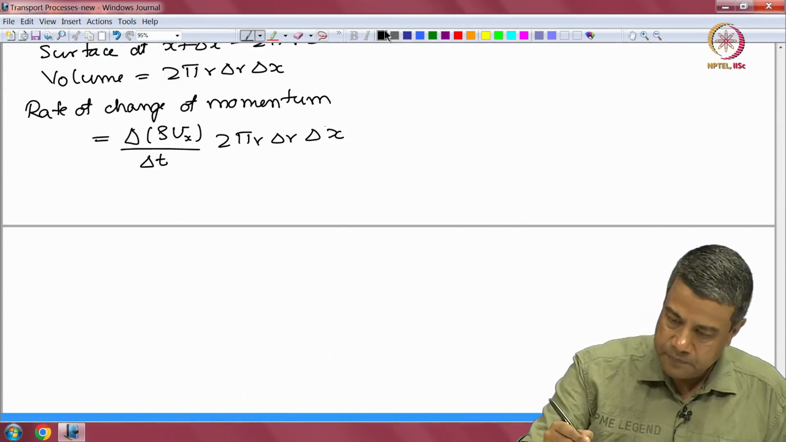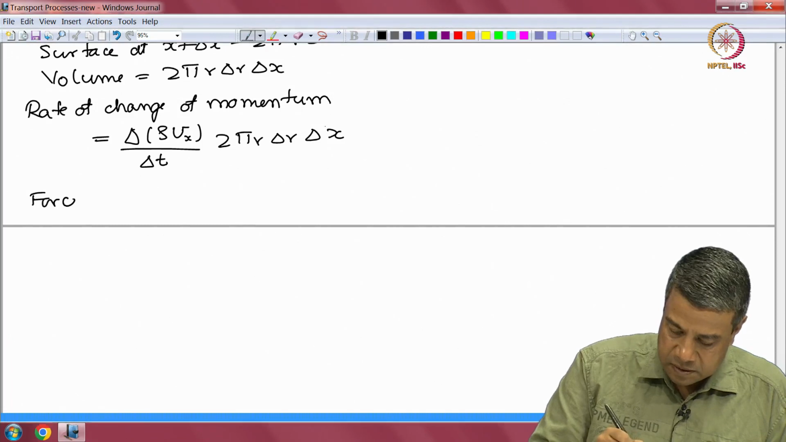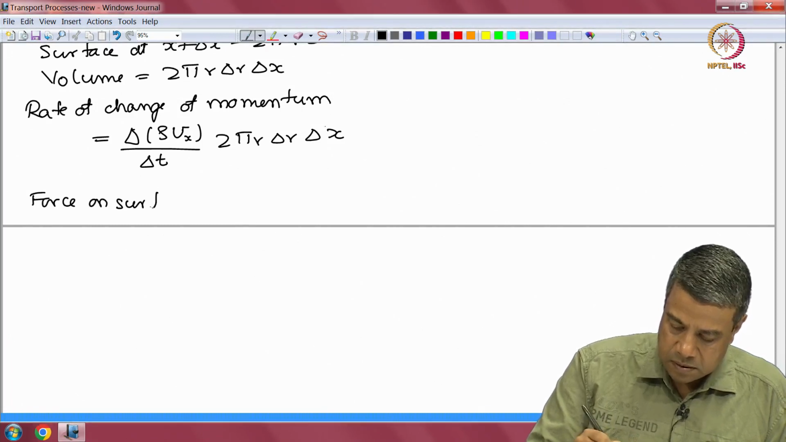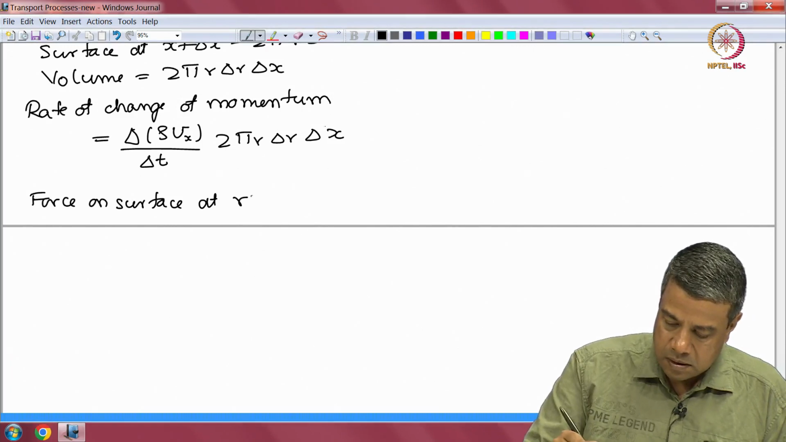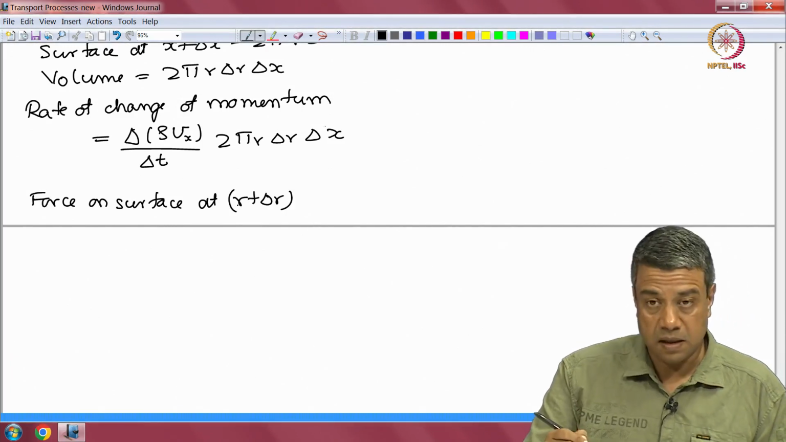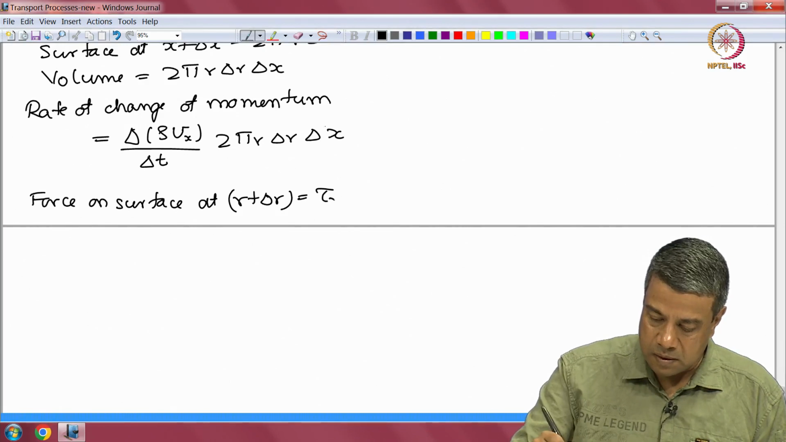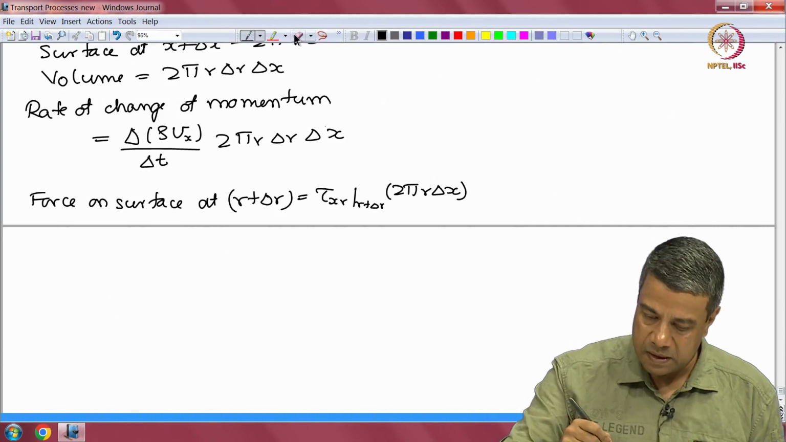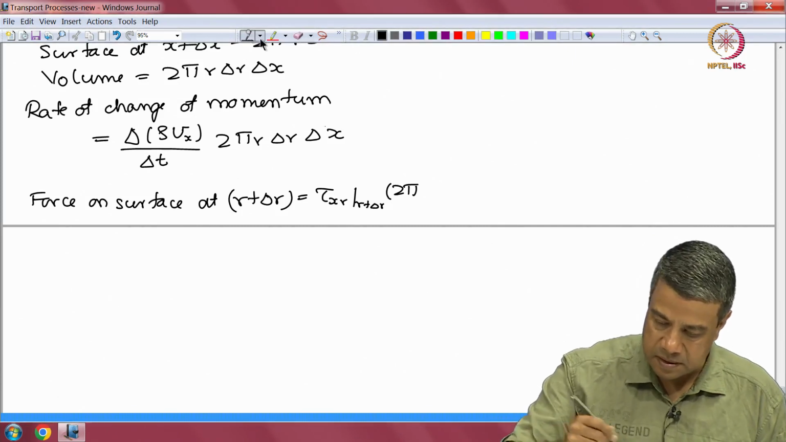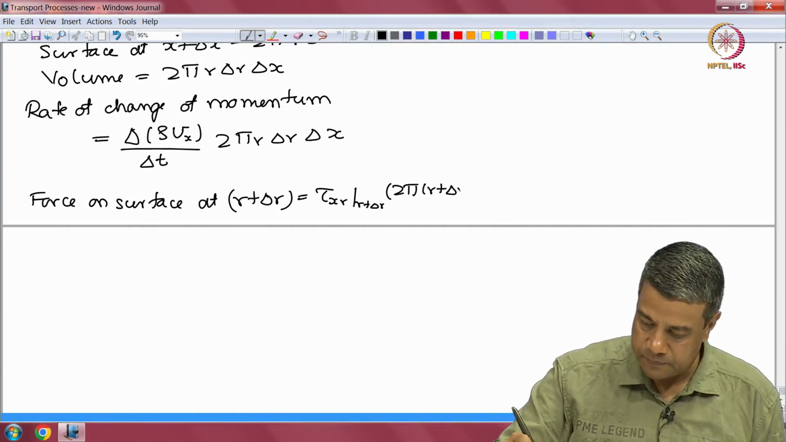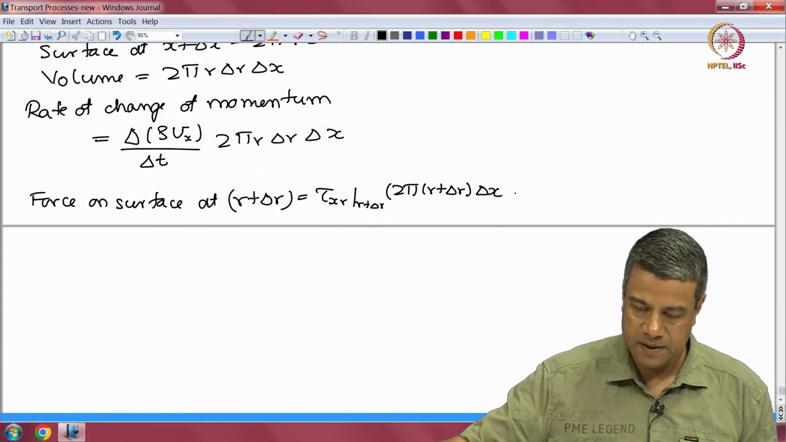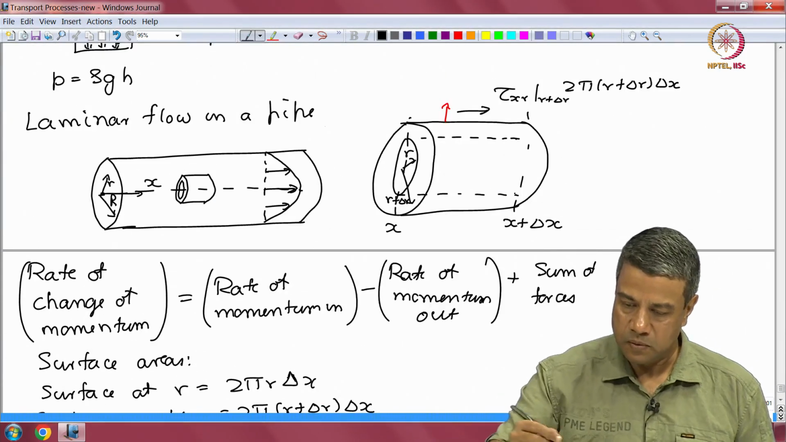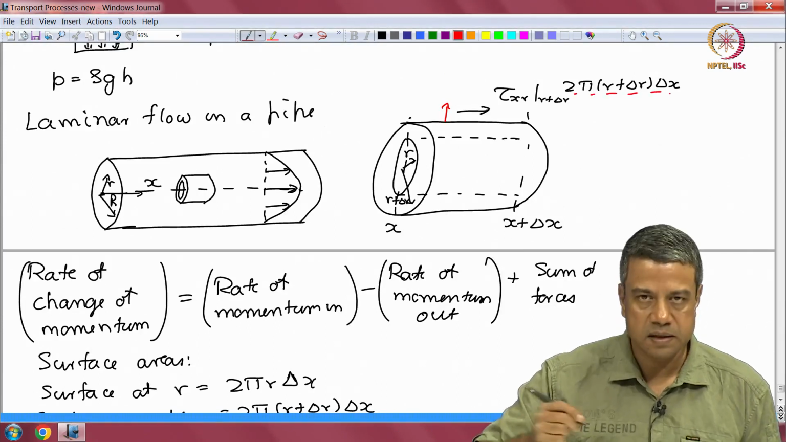So the force on the surface at r plus delta r in the x direction is equal to tau xr at r plus delta r into, the radius is r plus delta r, 2 pi into r plus delta r into delta x.